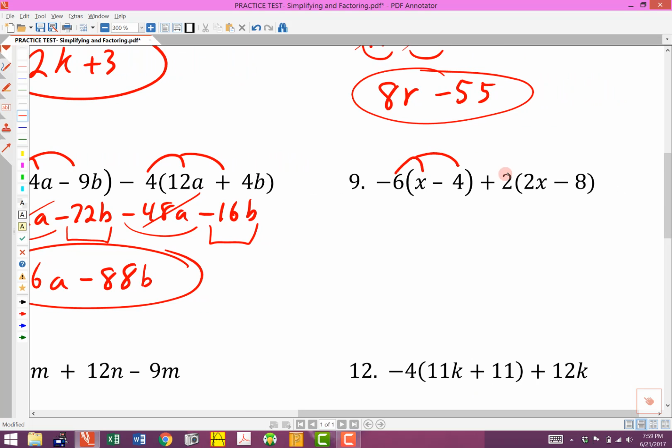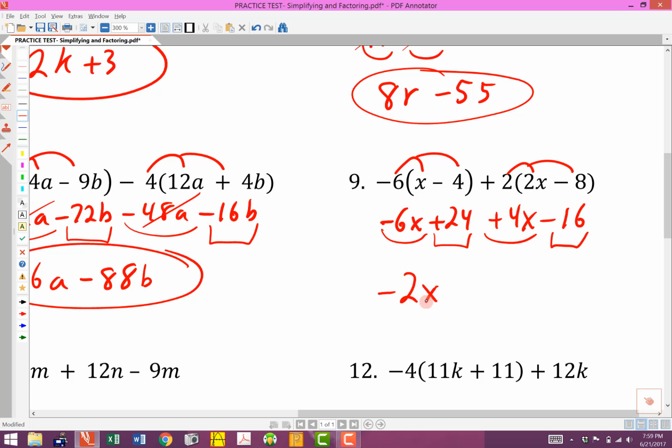Same type of thing here. Let's go through and distribute. Negative 6x plus 24. Don't make a silly mistake and miss that sign there. 4x minus 16. Some like terms here and some like terms there. So negative 2x when we put the negative 6 plus the 4x. Done with those guys, and then let's see, different signs. Again, need to find the difference. Difference is 8. The bigger one's positive, so this is going to be positive 8.